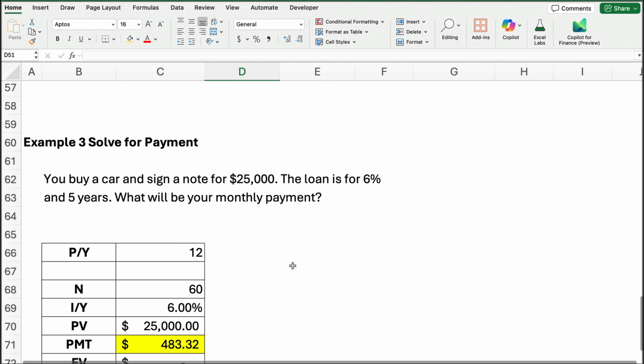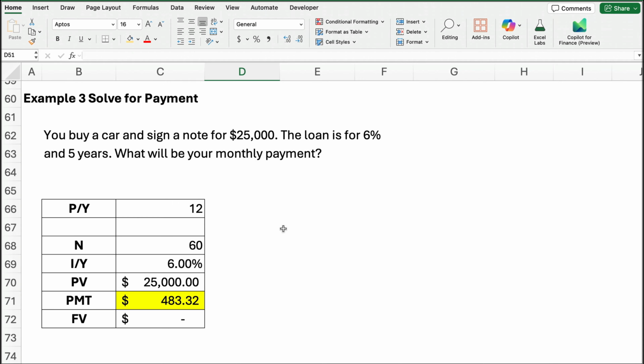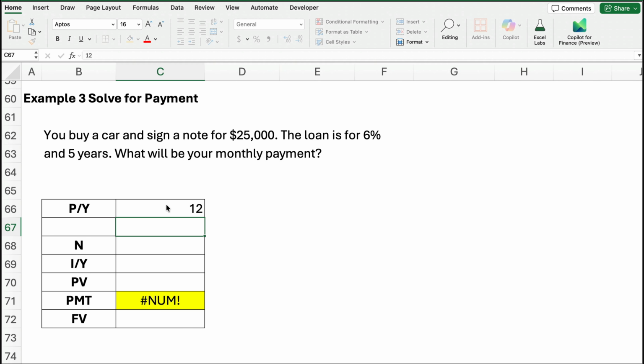All right, the next problem we have is we're going to solve for a car payment, or a payment here. You buy a car and sign a note for $25,000. The loan is for 6% and 5 years. What will be your monthly payment? Now this is a little tricky, so let me get rid of all this and just do the logic all the way through. Now, because this payment happens monthly, this makes it a compounded monthly problem. So we're going to put 12 in as the periods per year.